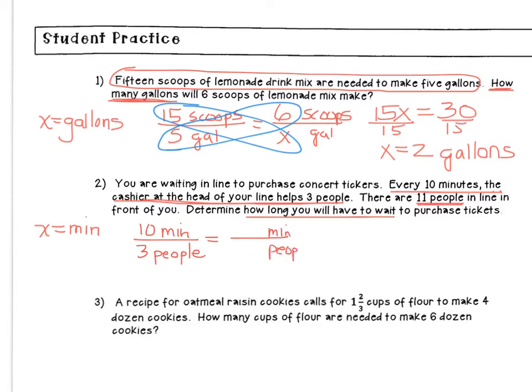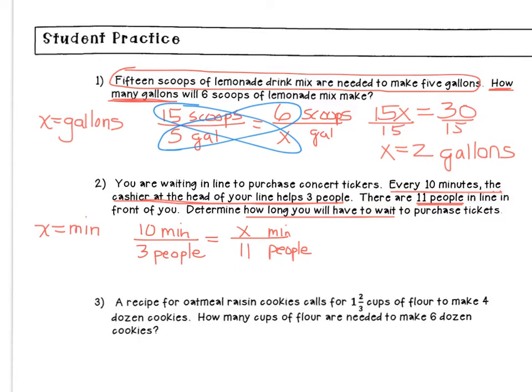Alright, you have to be consistent in a proportion. Minutes over people, minutes over people. Now fill in your numbers. X stood for minutes, so X has to go with minutes on top. And what's the only thing left? 11 people. So if it takes 10 minutes to help 3 people, how many minutes to help 11, so that you can finally be waited on?